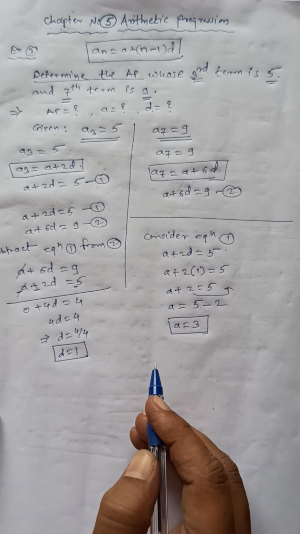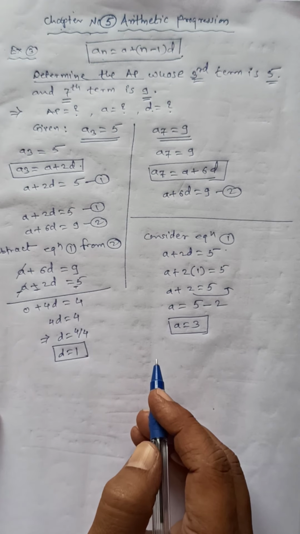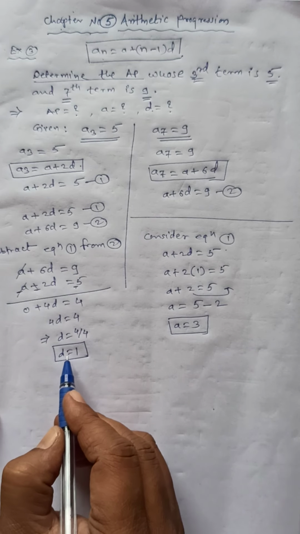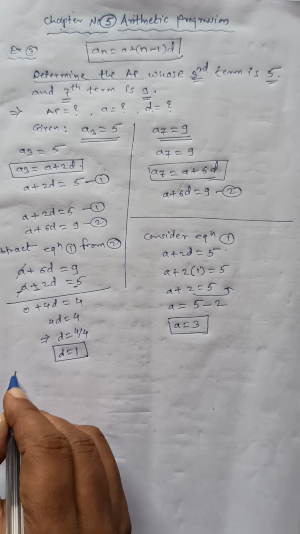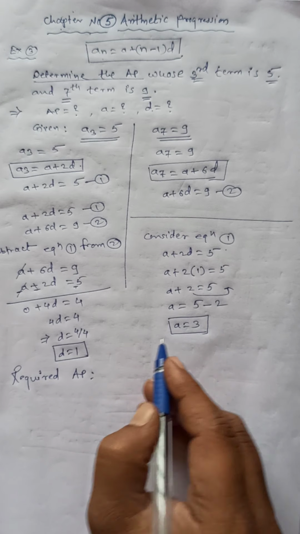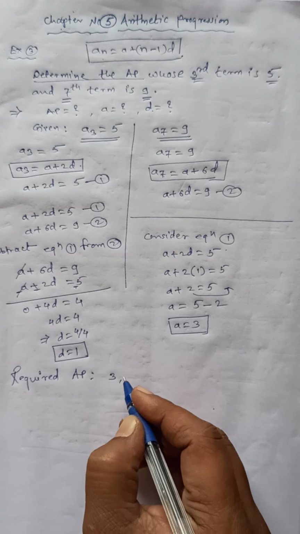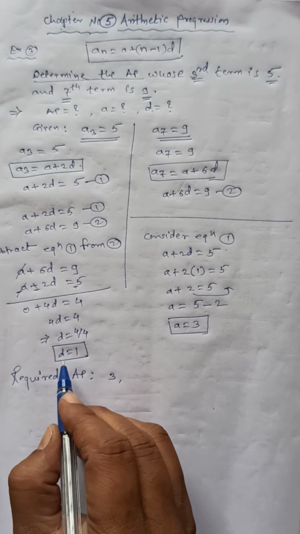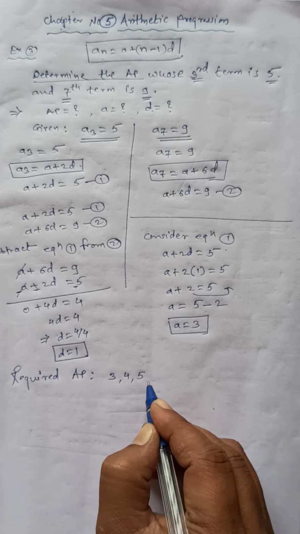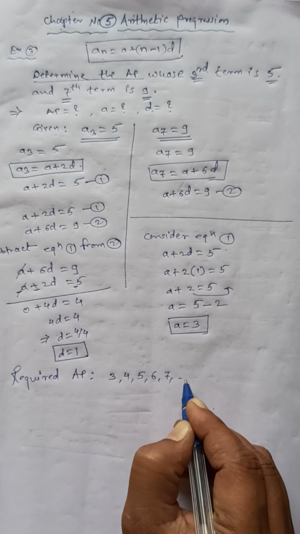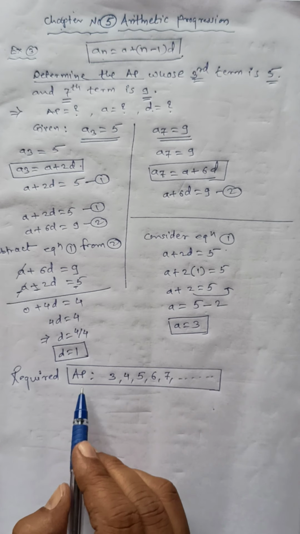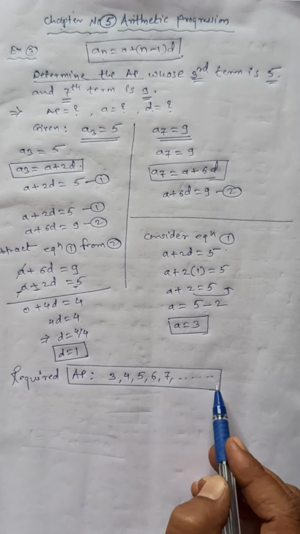Yes, we got the two important things: the initial term a is equal to 3 and the common difference d is equal to 1. So we have to find the required AP. The initial term is 3, then for each succeeding term we add the fixed number, the common difference: 3 plus 1 is 4, 4 plus 1 is 5, 5 plus 1 is 6, 7, and so on. This is our answer. Required AP: 3, 4, 5, 6, 7, 8, and so on.